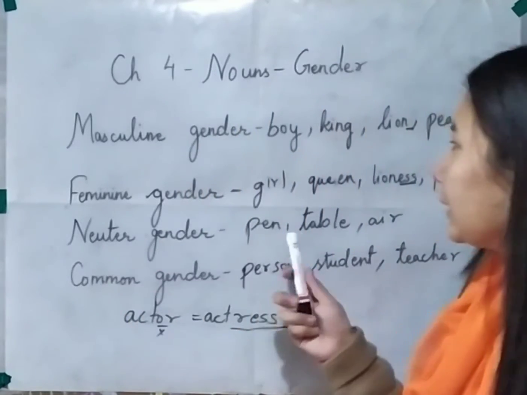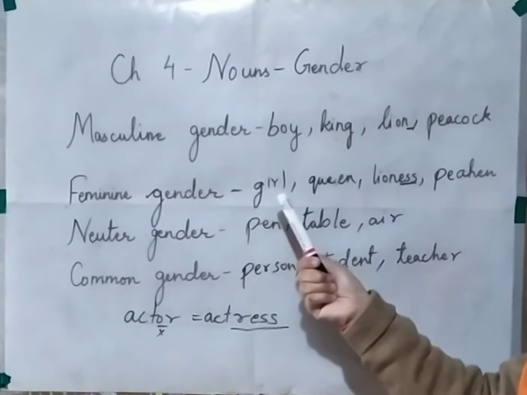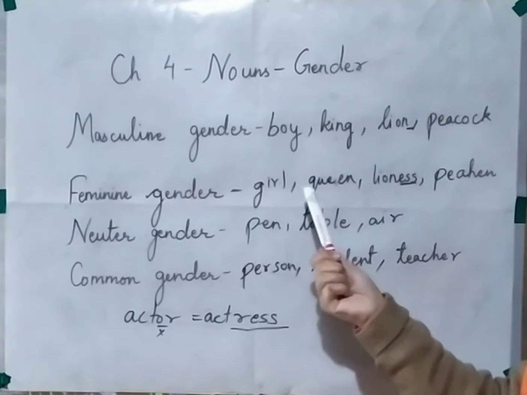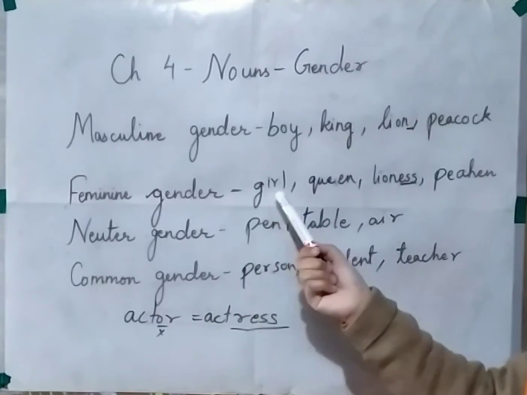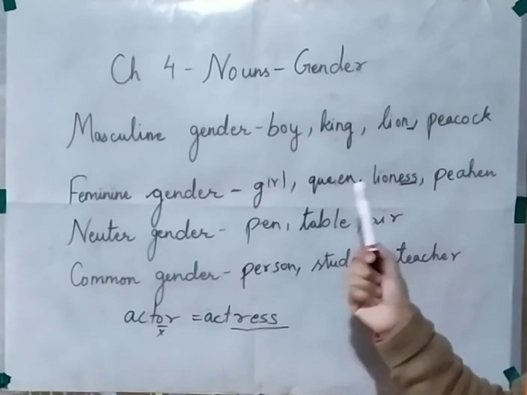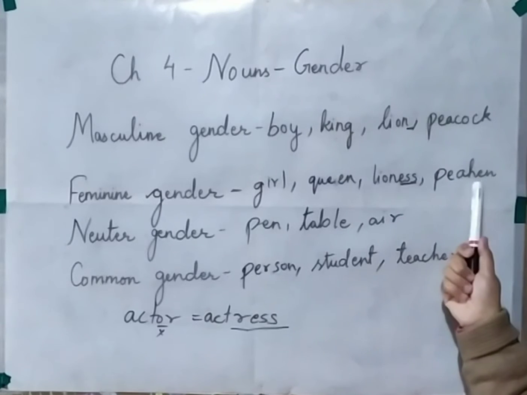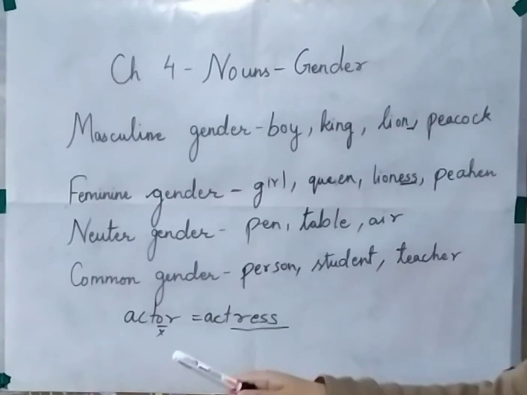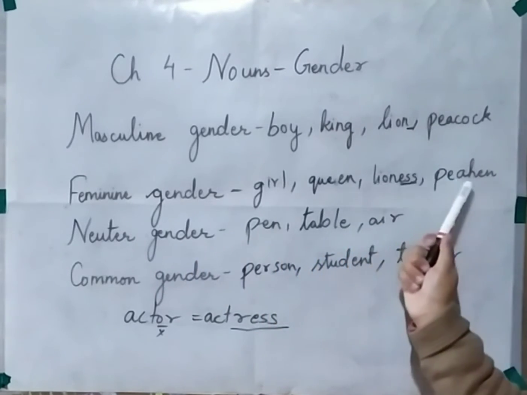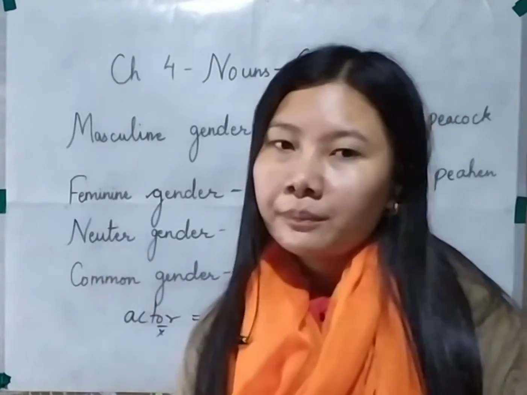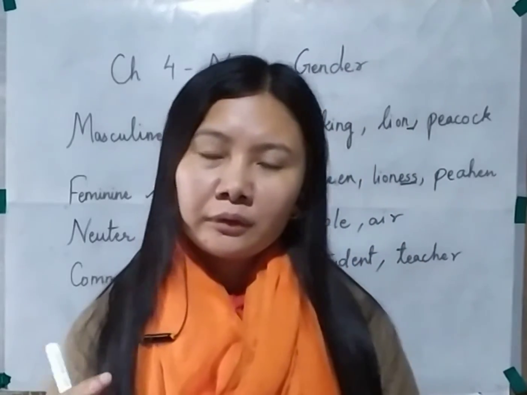So here you can see these are the names of female persons and female animals. Here on the board also you can see these two nouns, girl and queen. These are examples of feminine gender. These are the names of female persons. And over here lioness and peahen, these two are examples of female animals. So these come under feminine gender. So names of female persons and female animals come under which gender? They come under feminine gender. So if there's a noun that refers to a female, then that noun is an example of feminine gender.